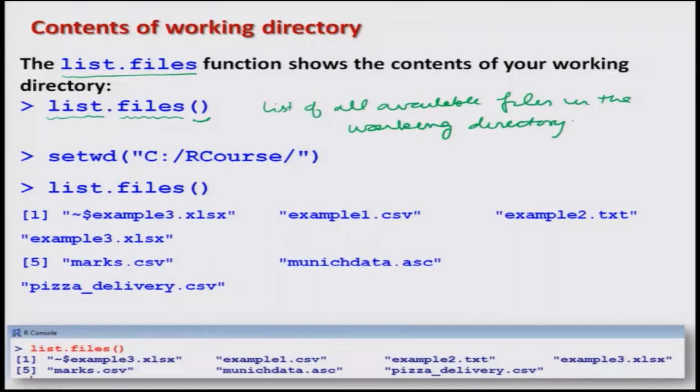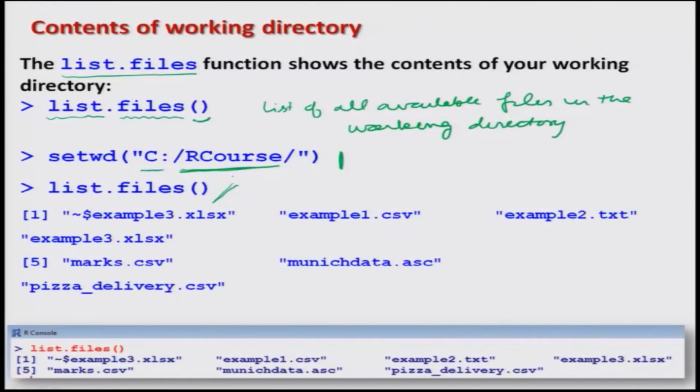Right. Now, if you recall, some lectures back we had constructed a directory for our course, and this directory was located on the C drive and the name of the directory was R course. So, what I am going to do here is first set the working directory, and then use this command list.files and argument to see the contents of the directory.